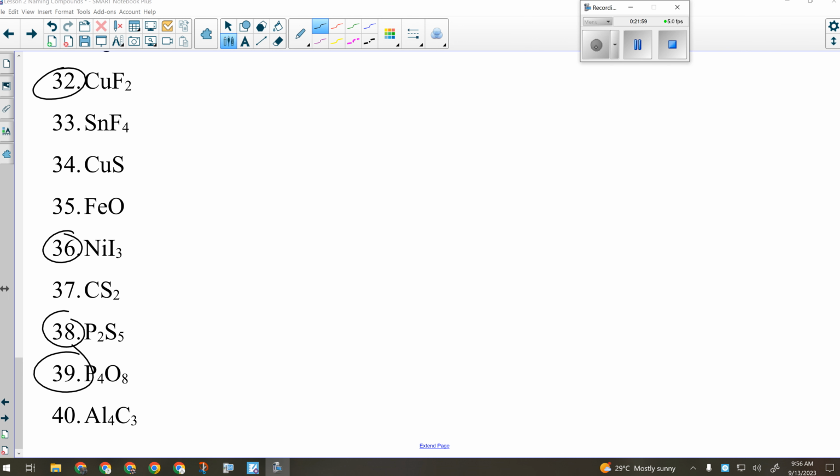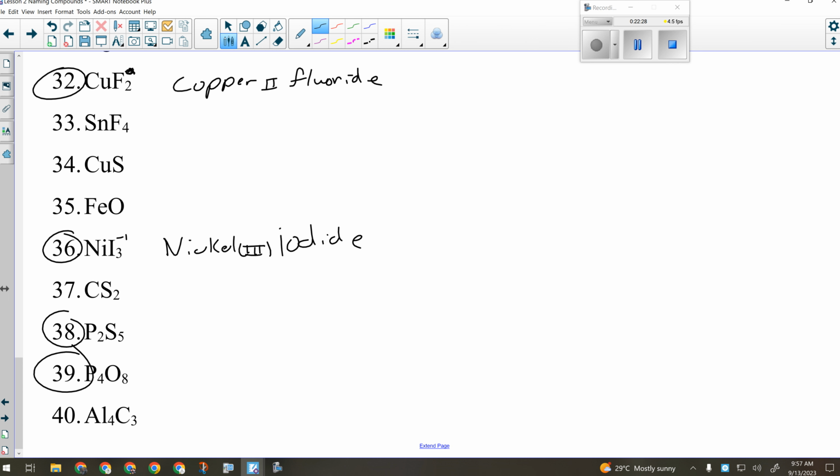So, the first one here is ionic, and copper has more than one possible charge, and it must be the +2 because fluorine is a -1, so this would be copper(II) fluoride. This one here also requires a Roman numeral. This would be the nickel with the 3+ charge, iodide. And then we got our 2 molecular ones: diphosphorus pentasulfide and tetraphosphorus octaoxide.